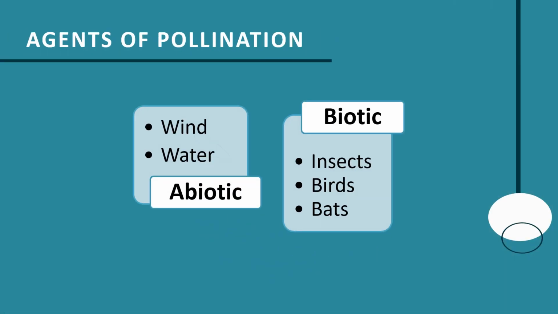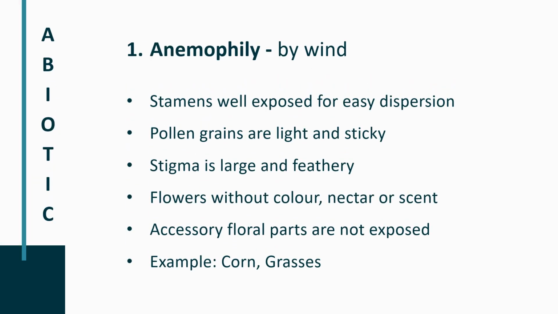What are the agents of pollination? How does it take place? There are two basic categories. Abiotic, where wind and water is the medium for pollination, and second is biotic, where living organisms are the reason behind pollination taking place. Let us look into the abiotic agents first.